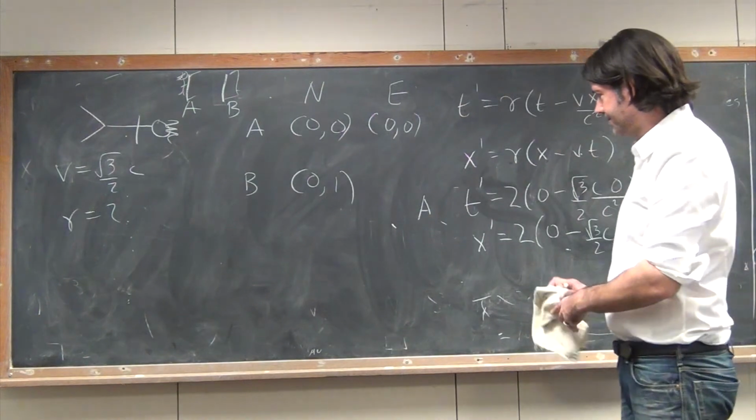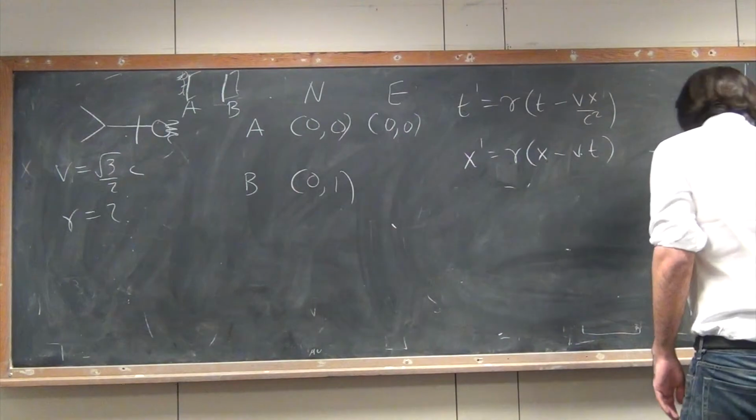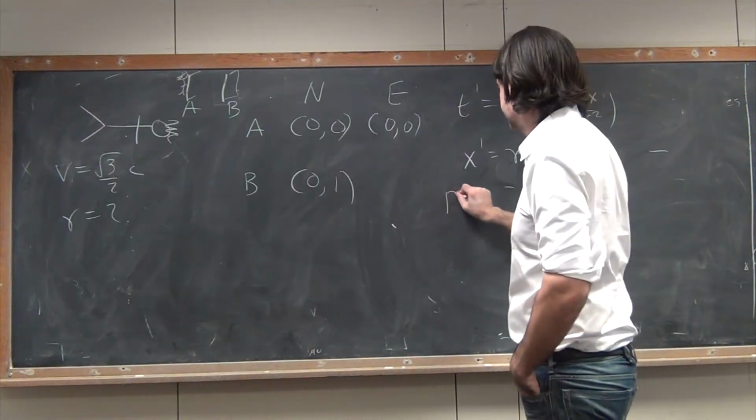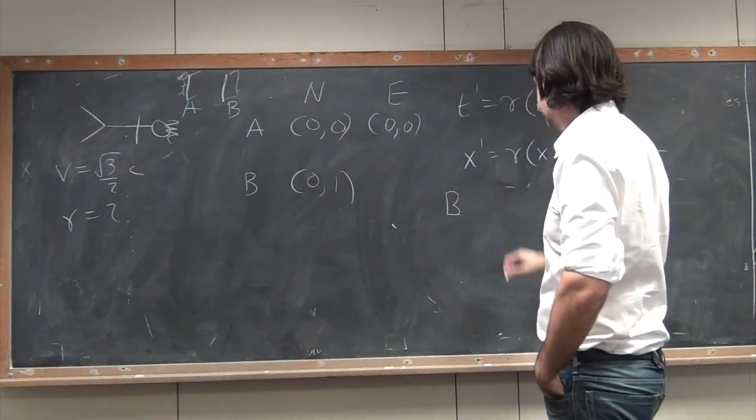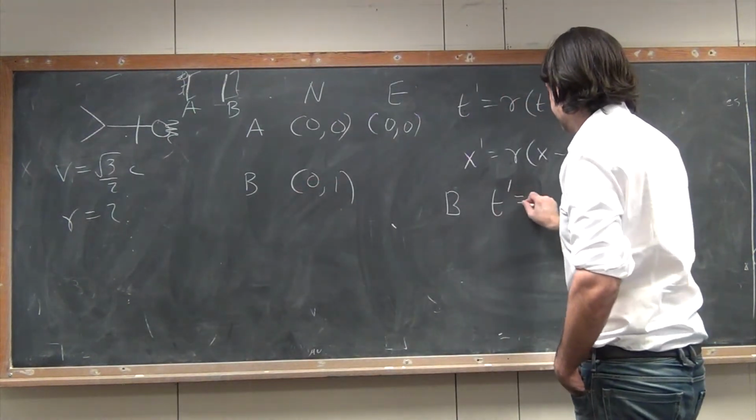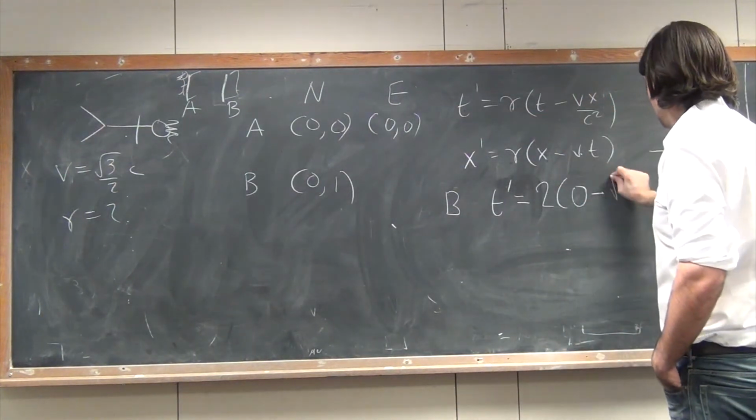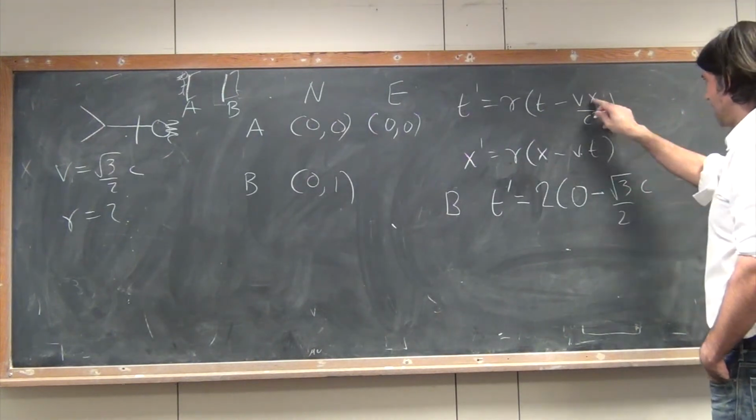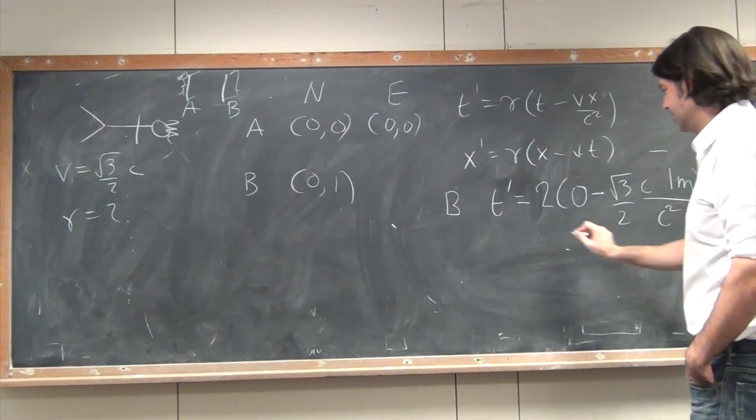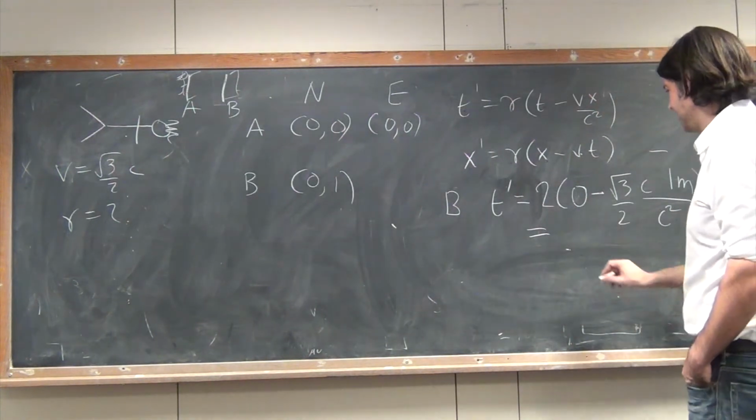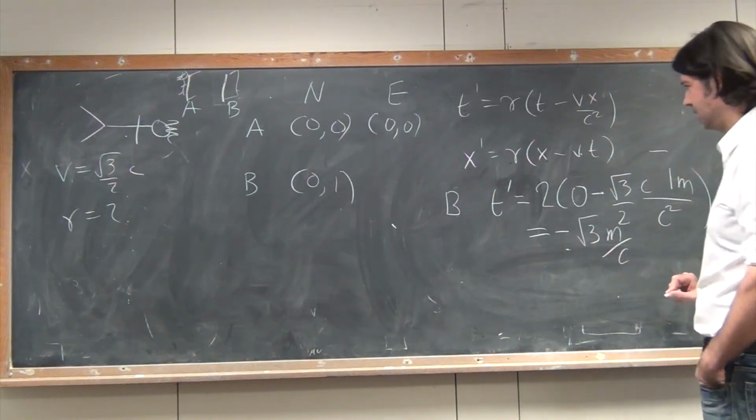What about event B? Event B for Newton happens at a time 0, but an x-coordinate 1. So for Einstein, gamma is 2, time is 0, velocity is square root of 3 over 2 times c, and x is 1 meter. So the time that Einstein sees this event happen at is minus square root of 3 meters divided by c.